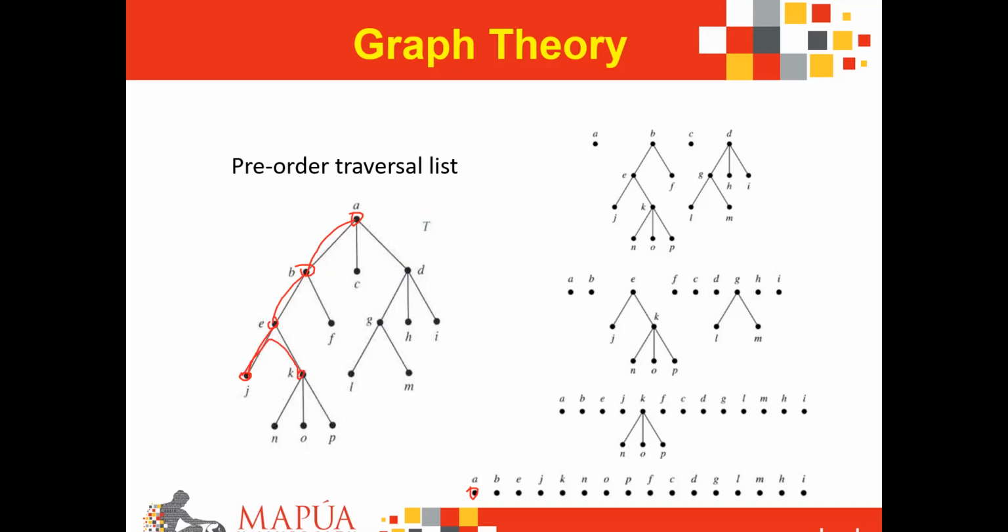And then vertex N, O, P, and then vertex F, vertex C, vertex D, then prioritize vertices on the left, G first, then L, and then M, and then finally ending with vertex H and I, as seen on the list. That is how the pre-order traversal process is done.